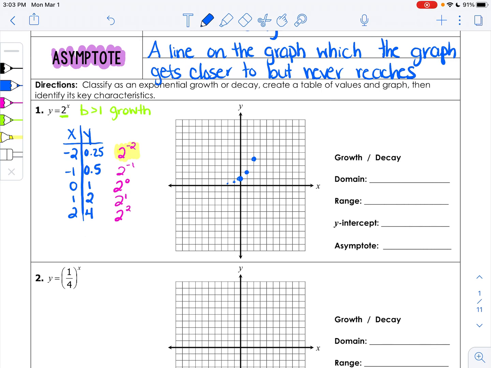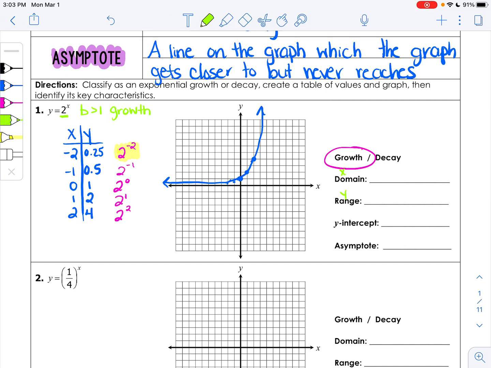Then we can connect our dots to show that this is an exponential function. You can also type into your calculator y equals 2 to the x power and see this graph as well. So we've already talked about that we know that this is a growth function because that b value was greater than 1.